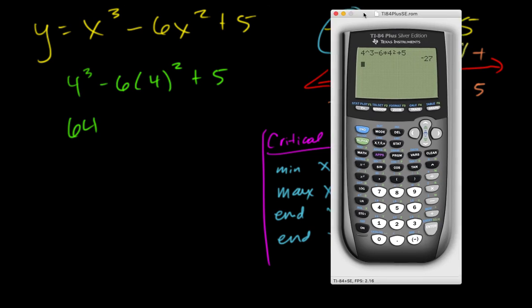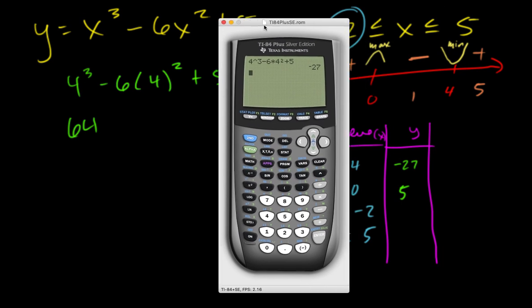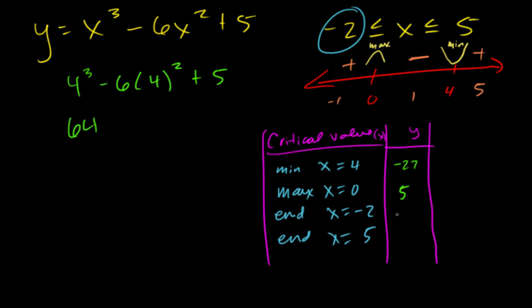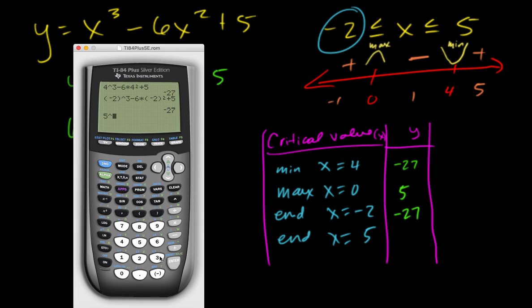Okay, now we're going to plug in -2 for all the x's right here. So we're going to get -2 cubed minus 6 times -2 squared plus 5. It's also -27. And then let's plug in a 5. 5 cubed minus 6 times 5 squared plus 5. And I typed in something wrong. I forgot the 5. There we go. Okay. And that's -20.